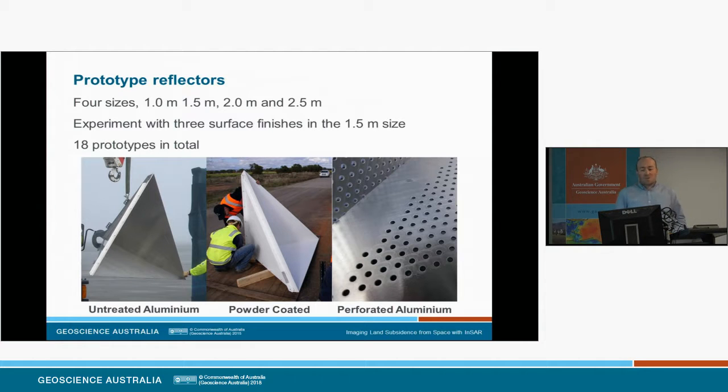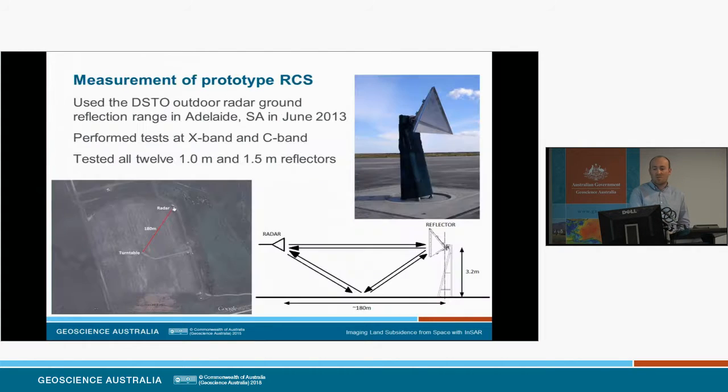So we manufactured prototype reflectors with 4 different sizes to find the best compromise size. We also experimented with different surface finishes of these corner reflectors, and we manufactured 3 of each design so that we could test the manufacturing consistency of these corner reflectors. So in total we had 18 prototypes to experiment with.